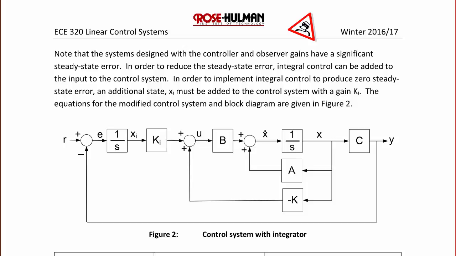In order to implement integral control to produce zero steady state error, an additional state, x sub I, must be added to the control system with a gain k sub I. The equations for the modified control system and the block diagram are given below. So note, now we have an input r, we have the integrator 1 over s, which provides x sub I, and the gain k sub I, and that feeds into our u, or our input into the plant, and we have the A, B, and C matrix and the output y and the state variables x fed back through the k found by using the controller gain for state variable feedback.